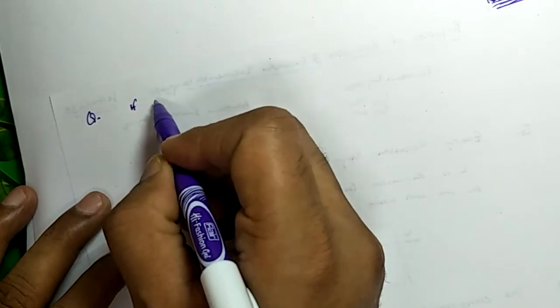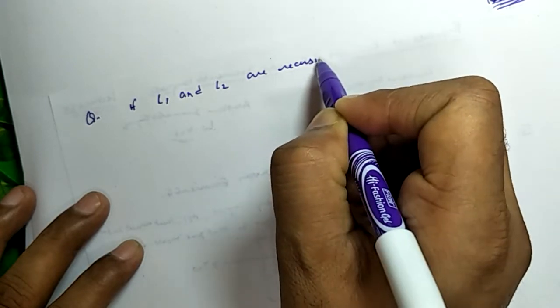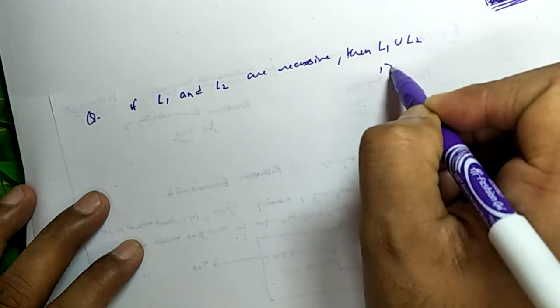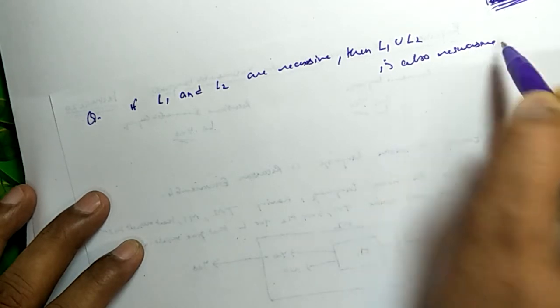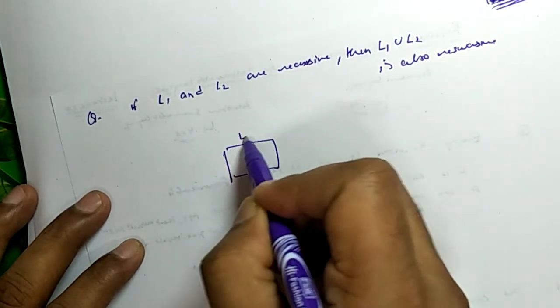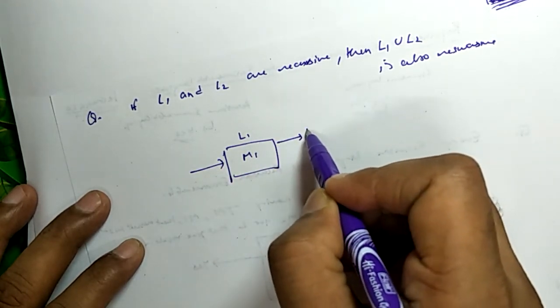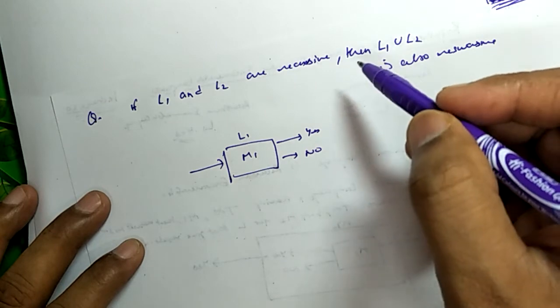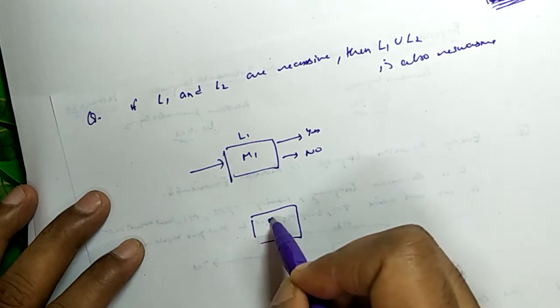Let's look at another question. If L1 and L2 are recursive, then L1 union L2 is also recursive. So we have a Turing machine for L1, that is M1, and for an input it gives an answer, yes or no. For union we need a yes from either M1 or M2.